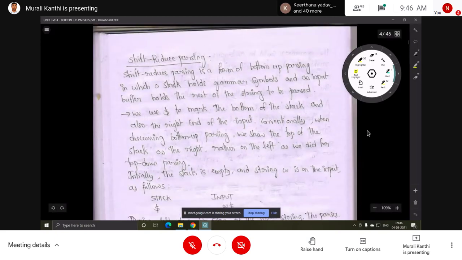Okay, first, a shift reduce parser is a form of bottom up parser in which the stack holds grammar symbols and the input buffer holds the rest of the input string. So, same thing that we have seen in the top down approach. Some components are used in the top down approach, and the same components are also used in the bottom up approach. So what are the components?